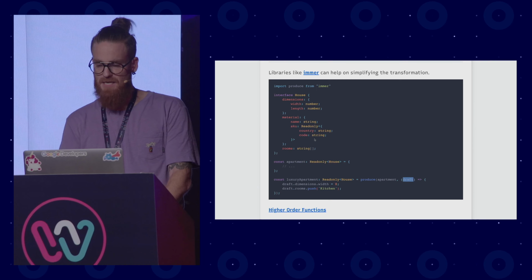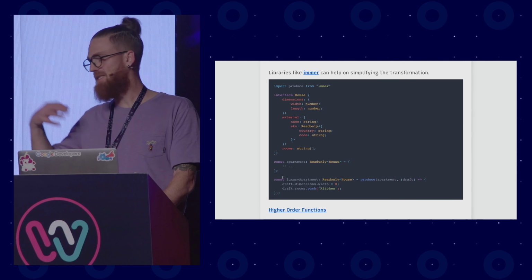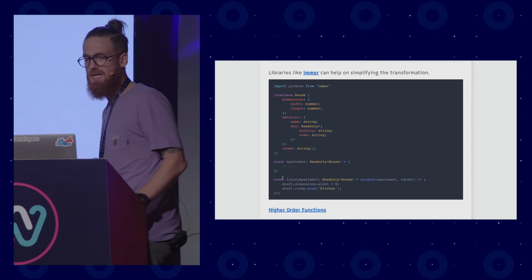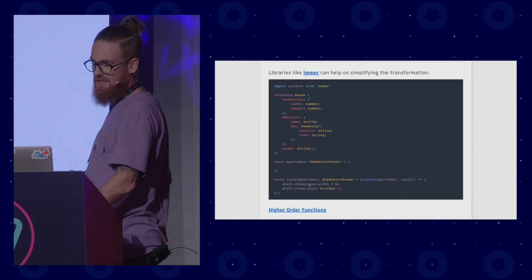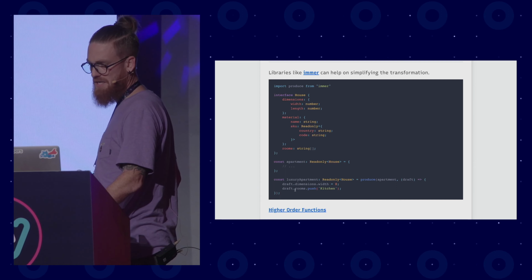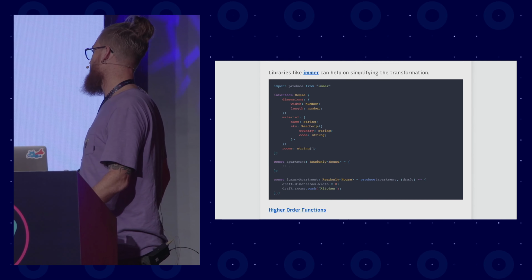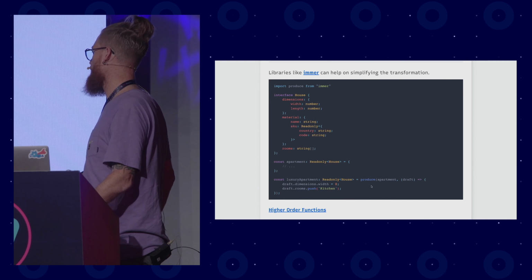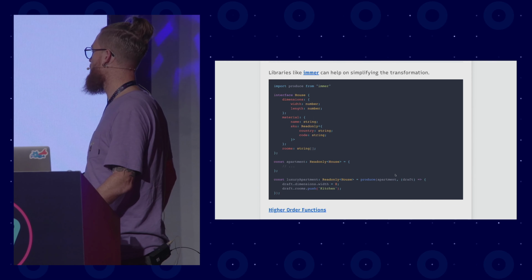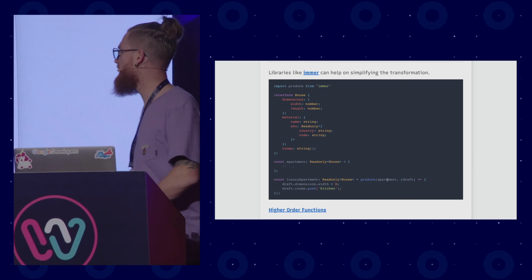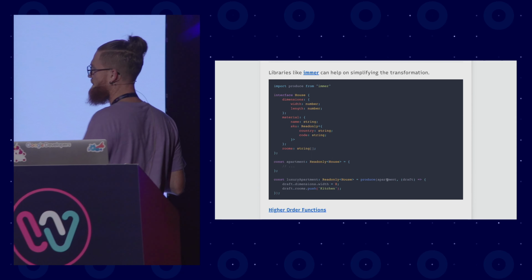So instead of having to run a spread operator many times, we can just modify the dimensions width, or we can just push a new room. And after this function runs, we are going to obtain a new reference, and we are going to leave the reference here for the original apartment.